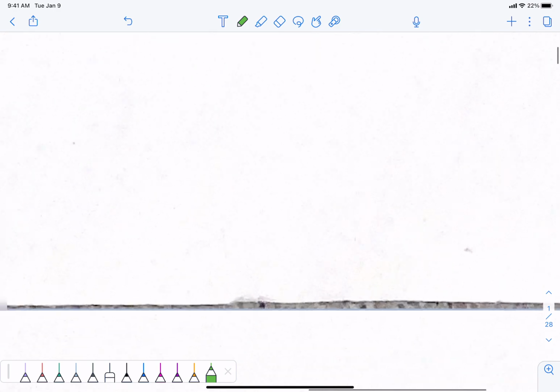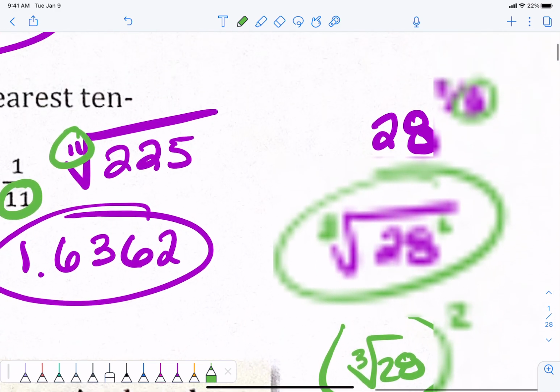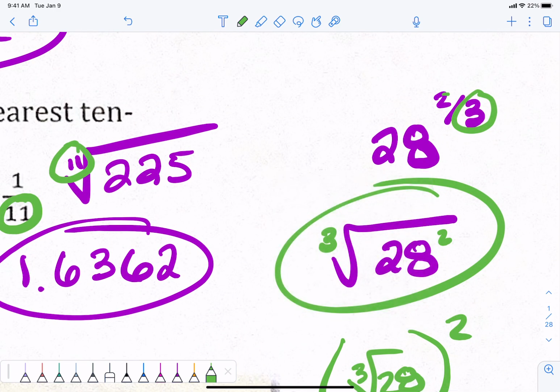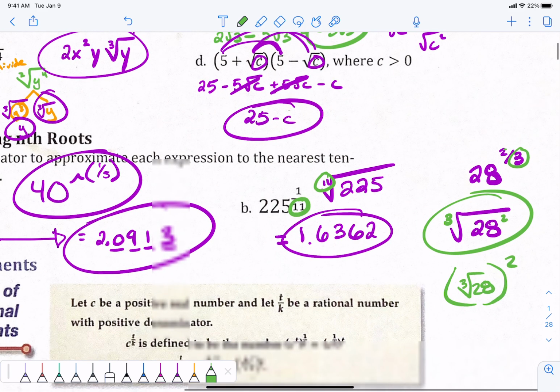All right, let's go down and type it in. You can type it in with a caret, 2/3. How much more time do we have left? That's totally fine. 15 minutes. Okay, here we go.